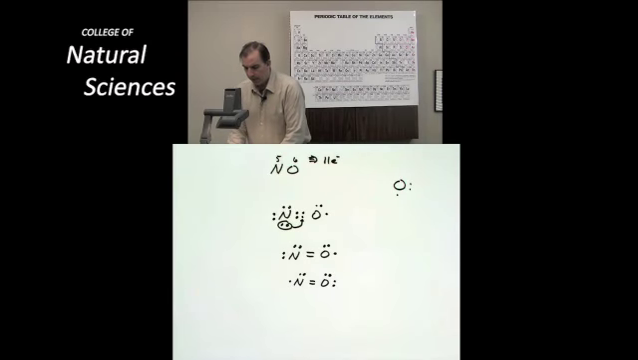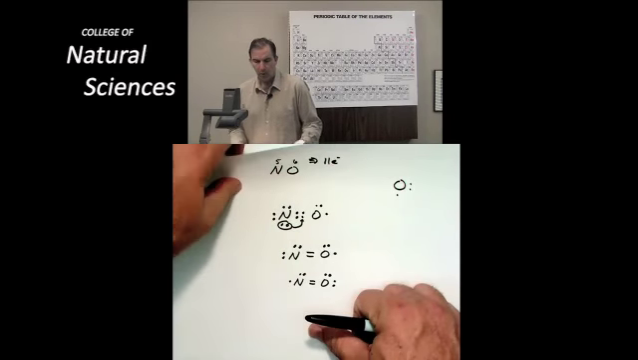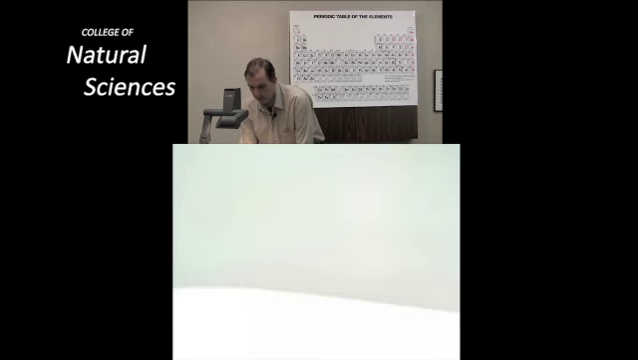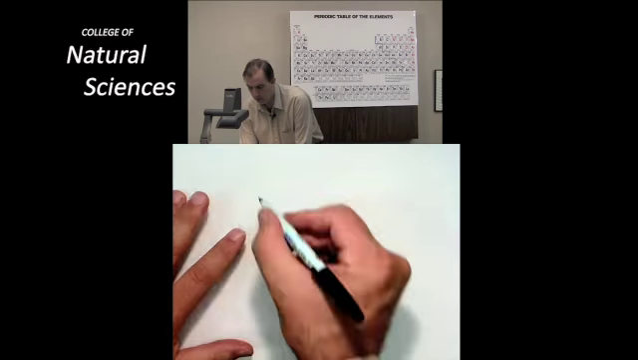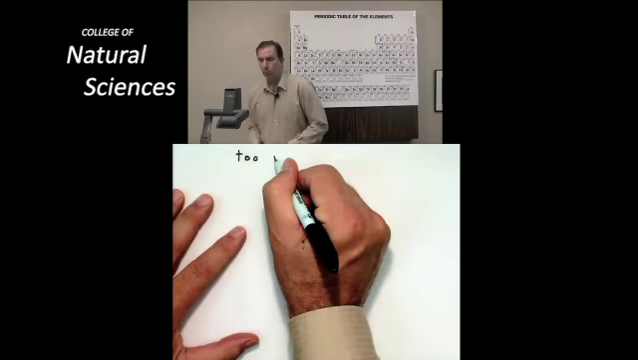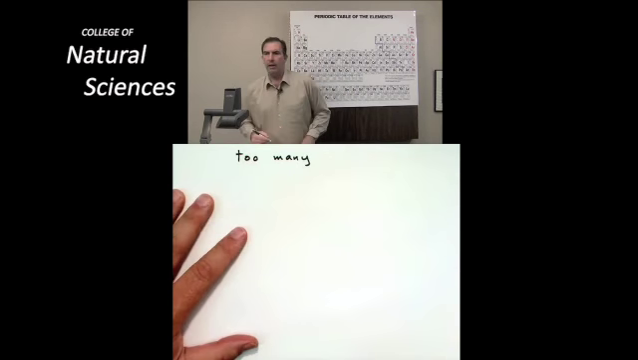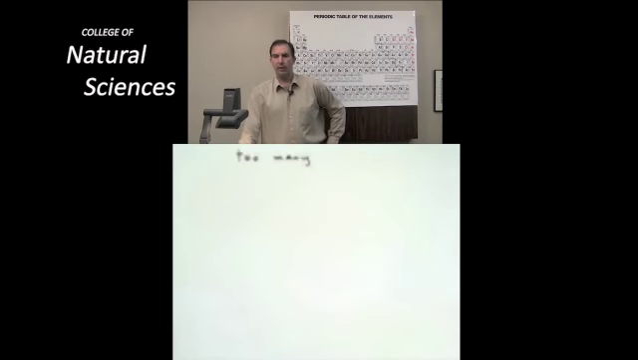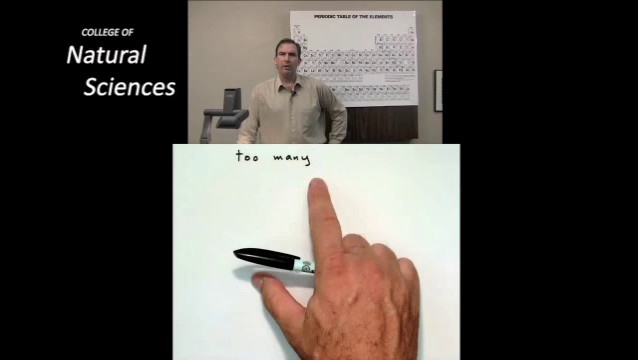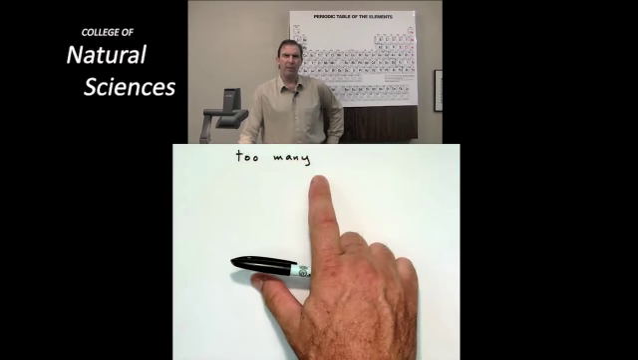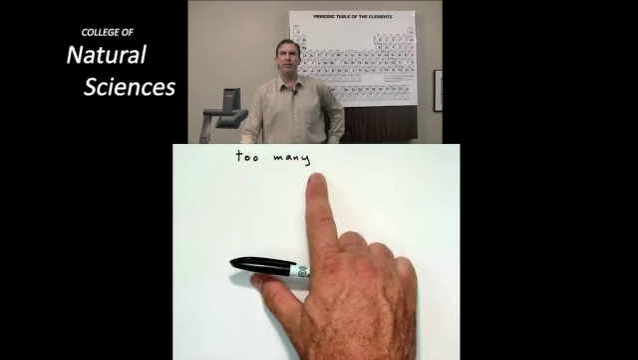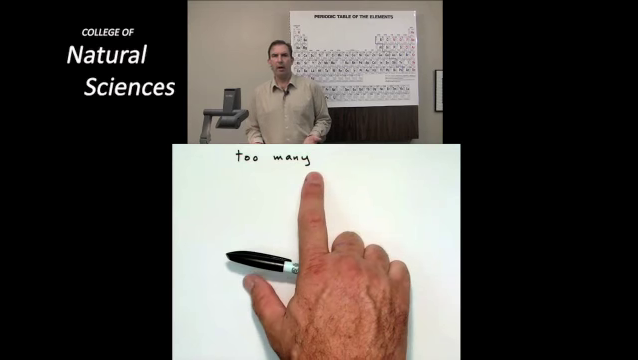The last example that I want to talk about for whether or not the octet rule is satisfied is the case where I have too many electrons. This is actually an extraordinarily important case, and it points out the flaw in simply teaching the notion that you're trying to satisfy the octet rule.